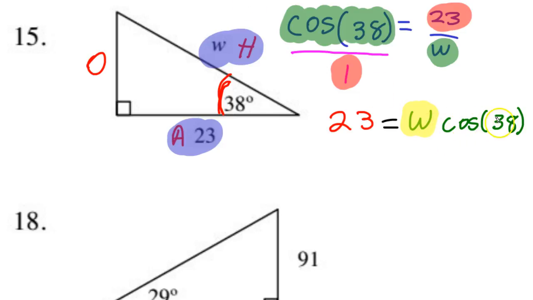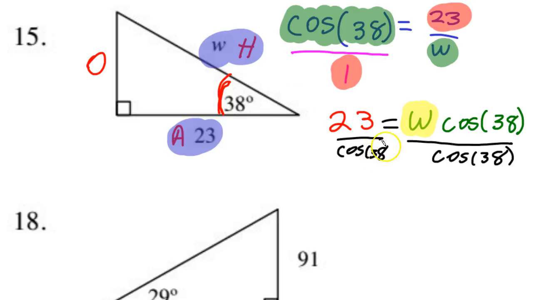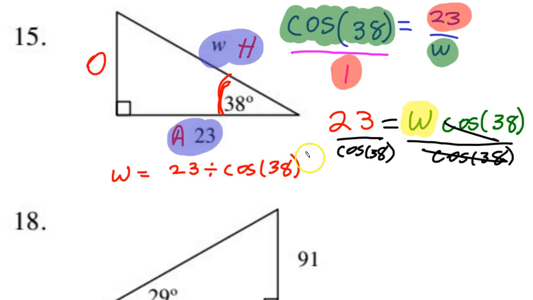What's bugging it? Cosine 38 is bugging it. And oh, this is a multiplication relationship. So that means to get rid of the cosine 38 on this side, I have to divide both sides by the same thing. So cosine 38. Divide this by cosine 38 because I did that over on the other side. Fantastic. And now w is by itself. So that means that w is going to be equal to 23 divided by cosine of 38. And I will leave you guys to do the rounding there.